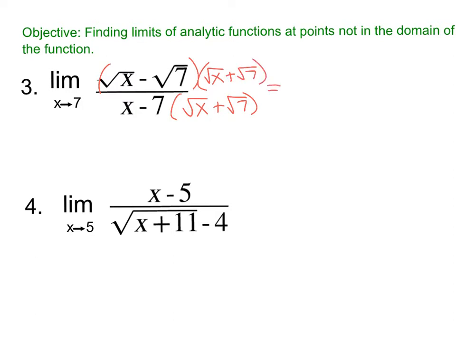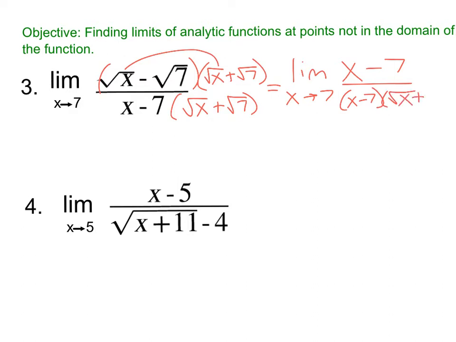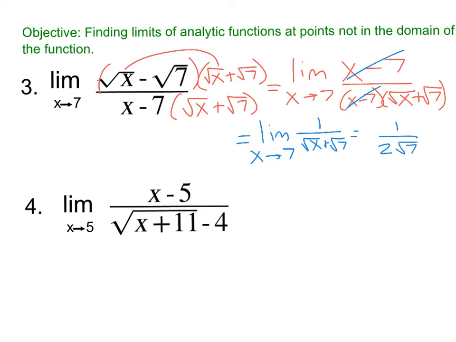So the top, root x times root x is x. Again, we're only dealing with positives, so we don't have to worry. And then leave the bottom factored. Don't multiply all that out. It will make your life more difficult because when we're doing these, things should cancel out. The x minus 7's cancel. So we have the limit as x approaches 7 of 1 over root x plus root 7. Now I can plug in and I get 1 over 2 root 7.